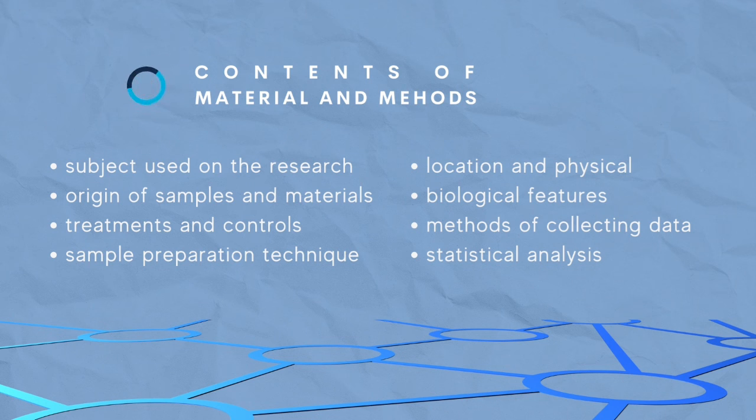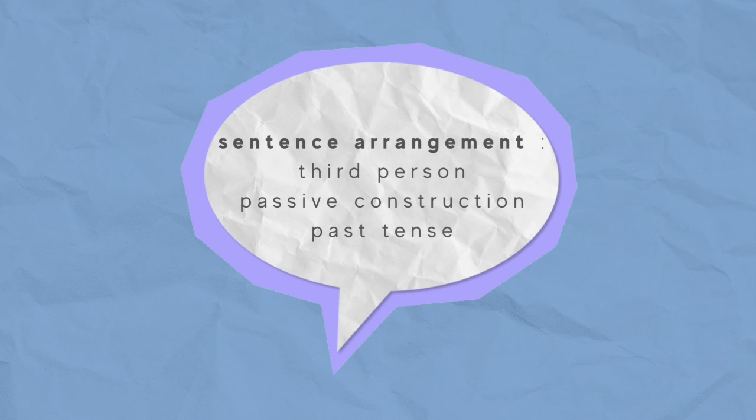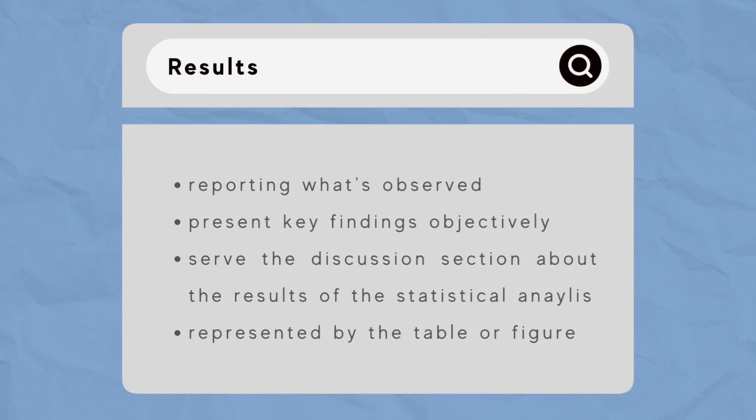Results section. In this section, the writer reports what they observed in each experiment objectively, with present key findings objectively. This section also serves about discussion section about the results of the statistical analysis. The data is usually represented by a table or figure, which about key finding and summary of the data, and continue with the explanation of the results and discussion section.